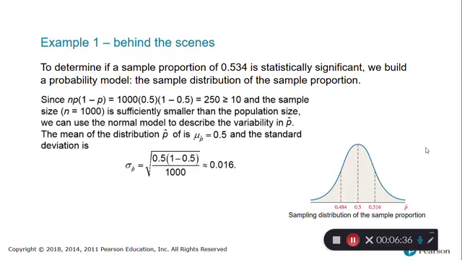So applying it to our problem, we had n was 1,000, p is 0.5, and so mu sub p hat is equal to 0.5. And then sigma sub p hat, when we plug in all those numbers, we get approximately 0.016. And then we have an image of a normal curve where we can see the mean right in the middle is 0.5, and then we're using that standard error to go 1 standard deviation to the right and 1 standard deviation to the left. So that's a visual of our sampling distribution of our sample proportion, p hat.